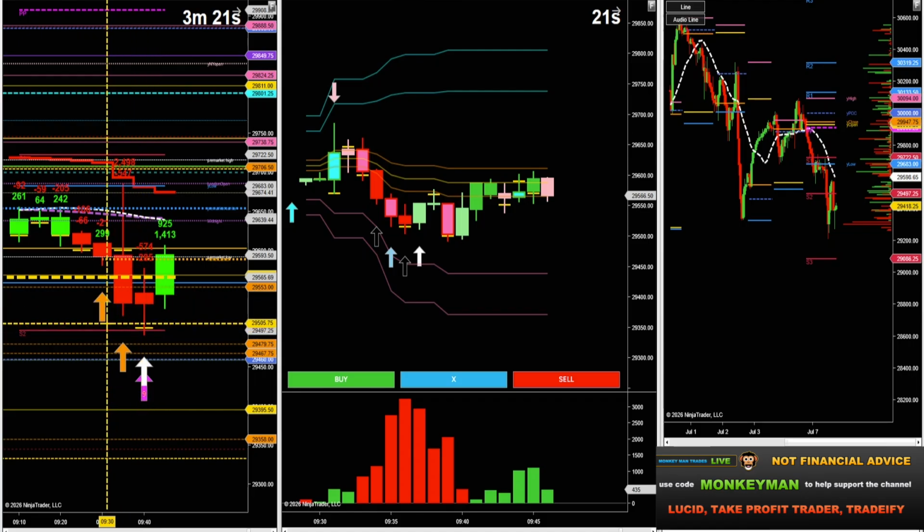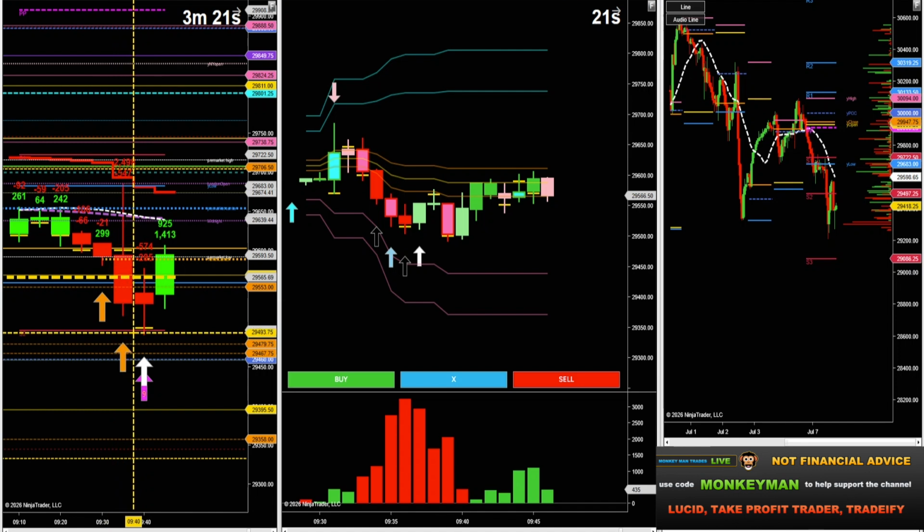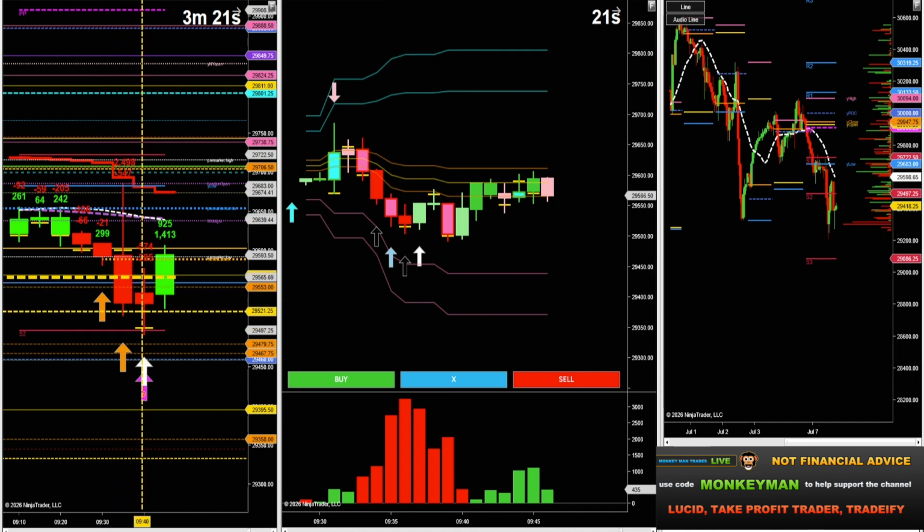point of control down of the wick, wicking right off of the S2 pivot. I definitely hopped in on that long this morning. I have not been making any of the morning trade videos, and it's actually been amazing. I've really been enjoying just trading and not having to explain every single thing that I'm doing.